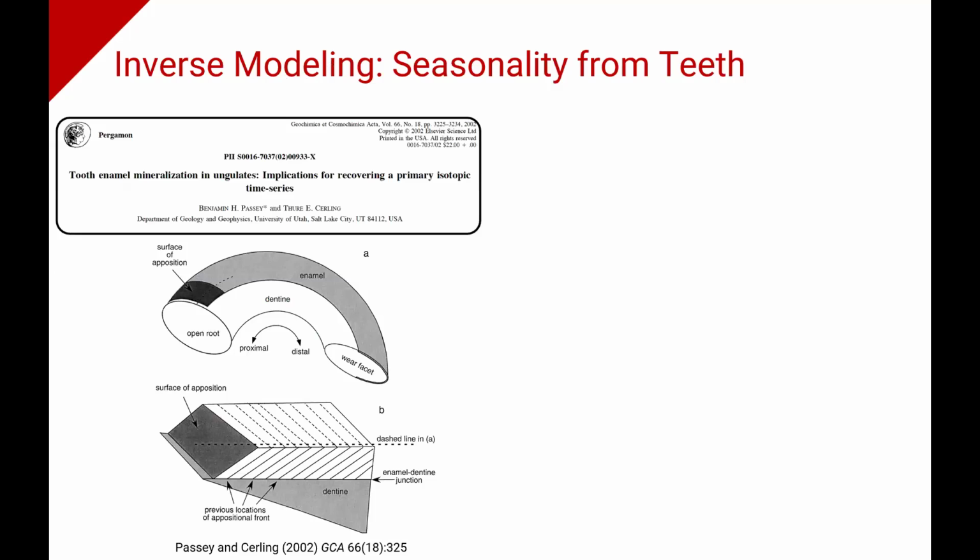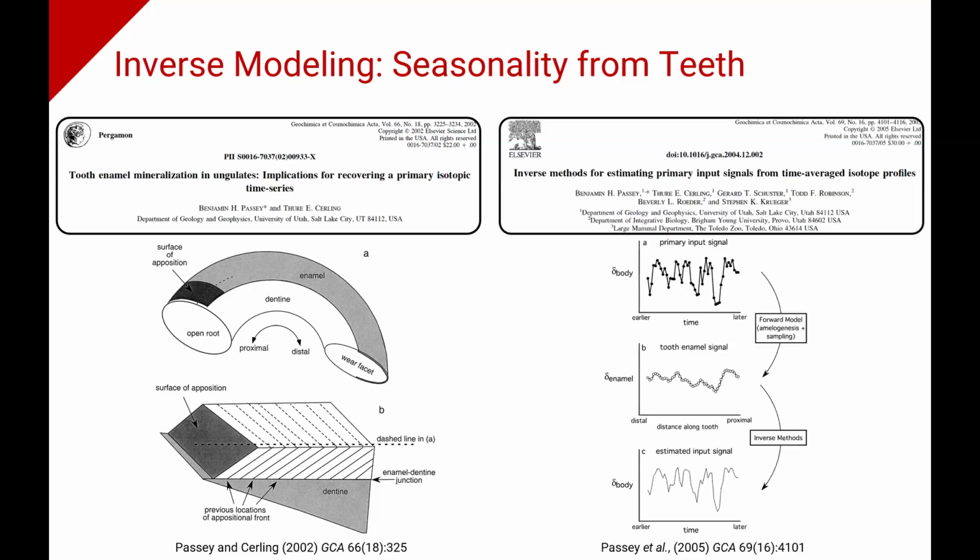You can do more than just measure these squiggles in these teeth to try to understand where they come from. There are a pair of landmark studies that were published by Benjamin Passey and Thure Cerling 2 decades ago, actually now, and this is when the last paper was published. And what they do is they establish a model of how a tooth actually mineralizes over space and time, and then use, in this particular case, linear algebra to solve from measurements that you take in the teeth of these individuals for the original variation in body chemistry over time.